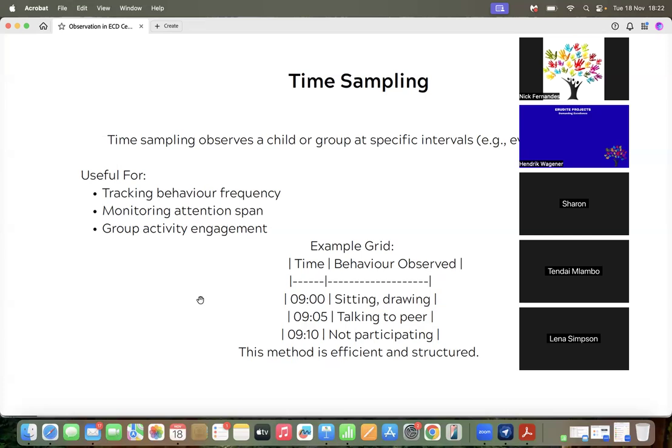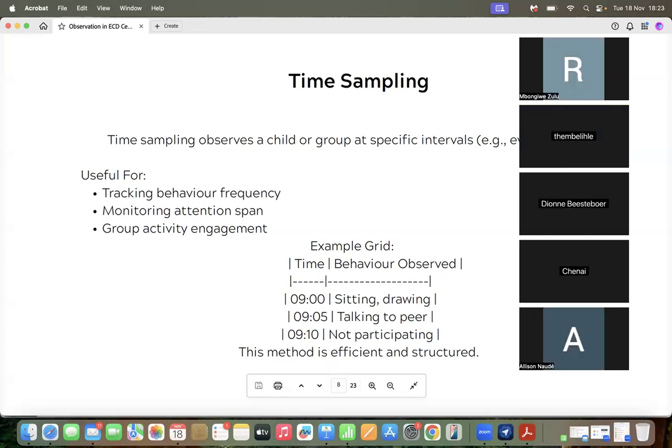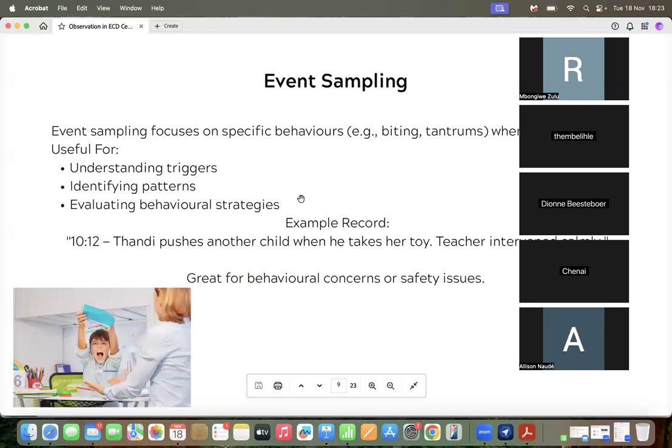So, for example, we can just see here that it says the time 9 o'clock sitting, drawing, 9:05 talking to peers, 9:10. They don't really do something at 9:10, but this is efficient and it's structured. So you can just go to the next slide, please.